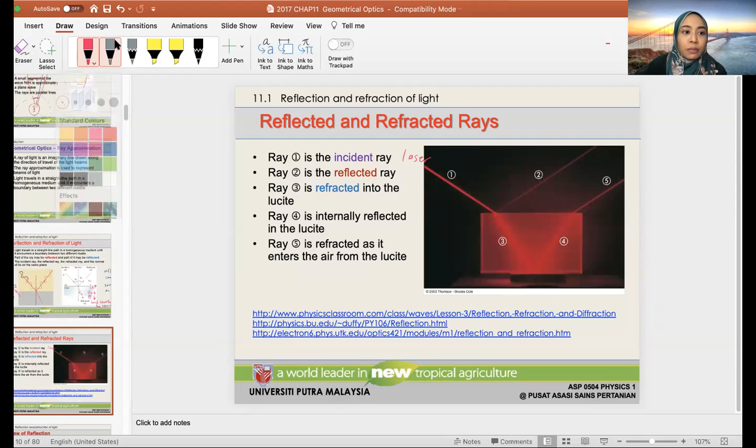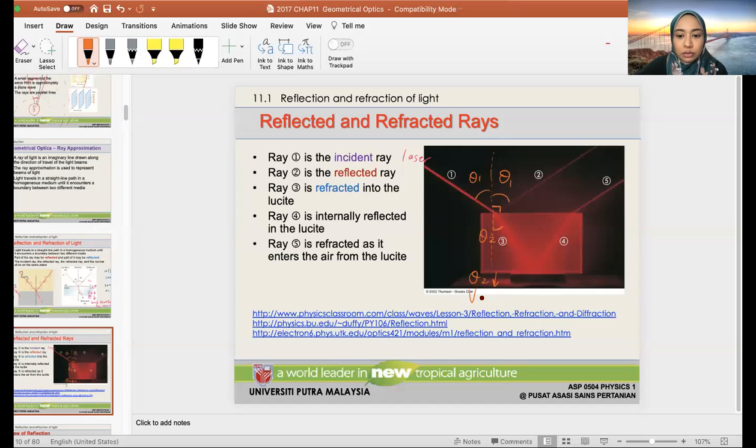So where should I draw my normal? Of course, 90 degrees to the boundary. That is my normal. Can I extend it? Yes, I should extend it so that I know where to draw my refracted light later. Okay, so if my angle here is theta 1, my reflected light is also theta 1. Now, we can see that our incident angle is this much, and when it enters the glass block, the angle becomes smaller. So theta 2 is going down.